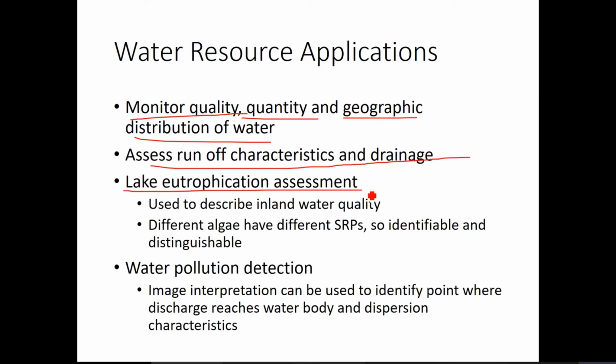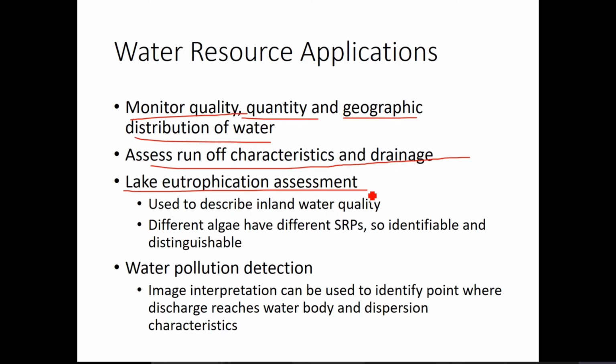Then lake eutrophication assessment. What do you mean by eutrophication? A eutrophic lake means a nutrient rich lake. Basically you use lake eutrophication assessment to describe the water quality. A eutrophic lake means a nutrient rich lake, which means there is a chance for high algal blooms and aquatic weeds. A lot of vegetation can grow in that water. Weeds can grow, aquatic plants can grow in it, algal blooms can happen. So this is possible in a eutrophic lake condition.